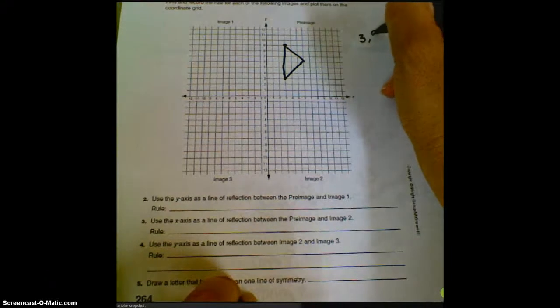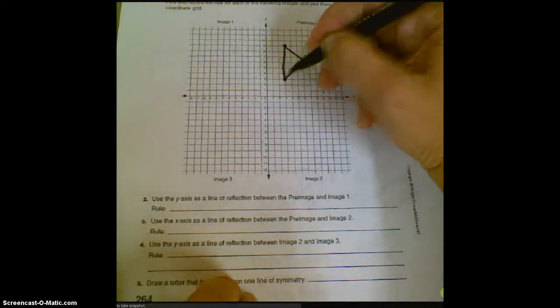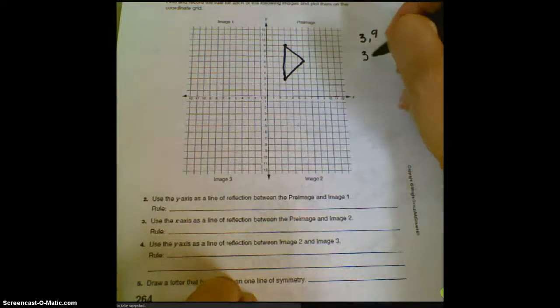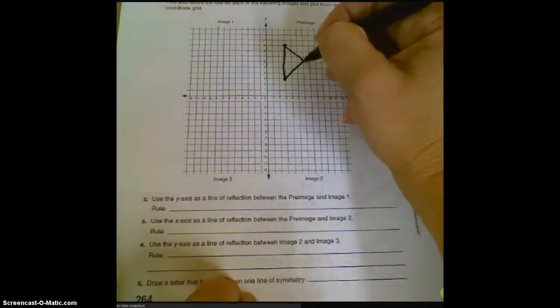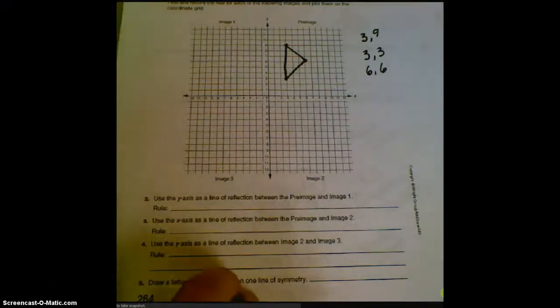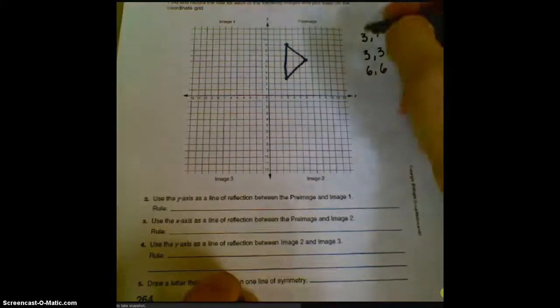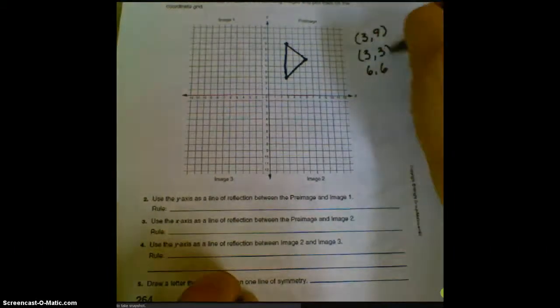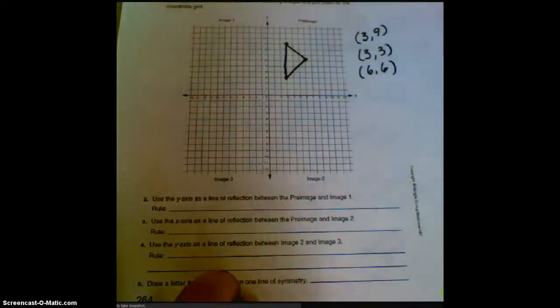over 3, and I went up 9. This point right here was a 3, 3. And this point right here was a 6, 6. Your initials are going to be a little bit different, so your ordered pairs here might be a little bit different. But here's where it gets tricky, so you might want to pause the video while you're writing yours right now. You're going to need these points. You might even have 4 or 5.